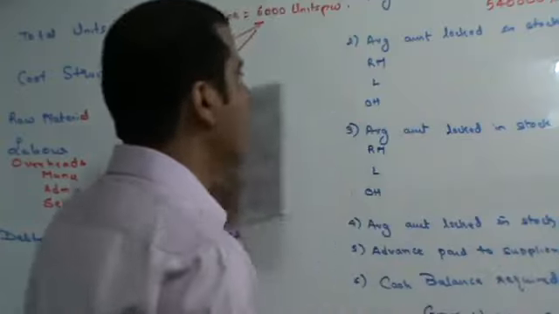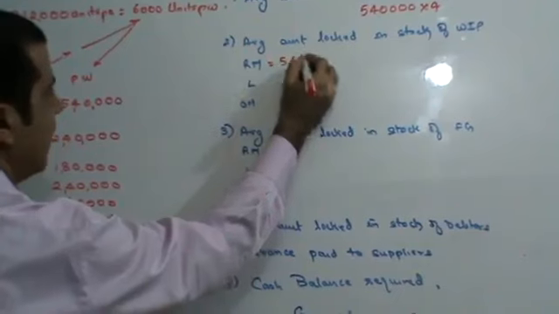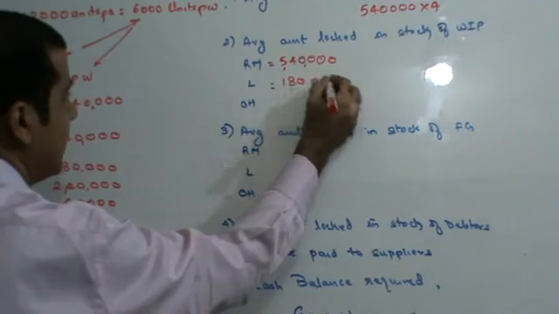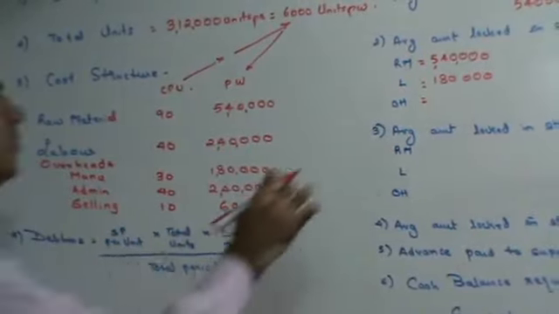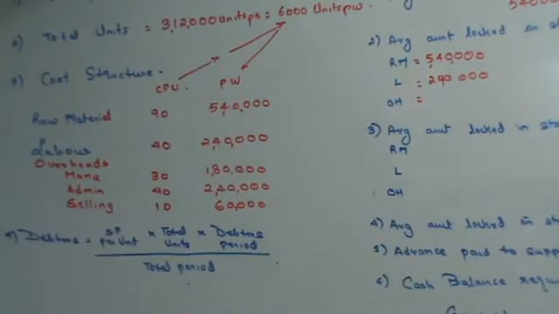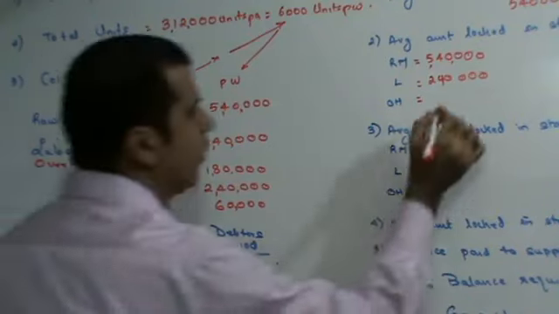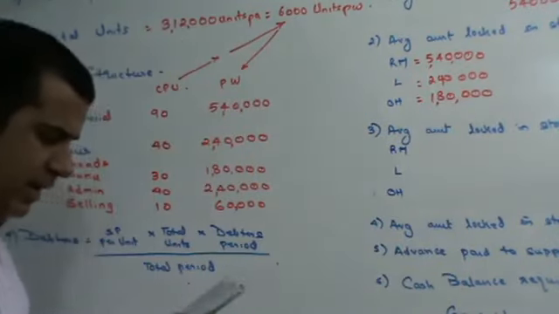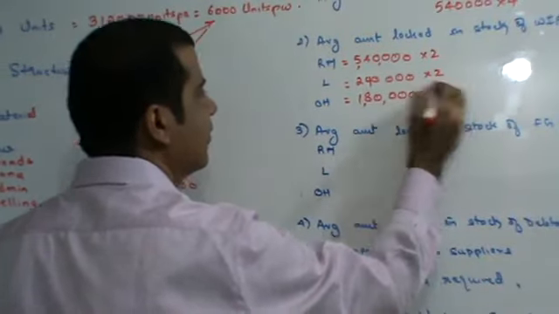Now let's move on. They have said work in progress is 2 weeks. So raw material is 5,40,000. Labor is 2,40,000. Overheads, I told you that you have to consider only the manufacturing overheads, 1,80,000. Right? They have said it is 2 weeks. So into 2, into 2, into 2.